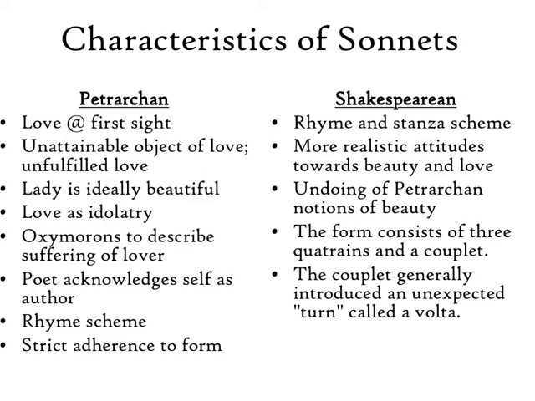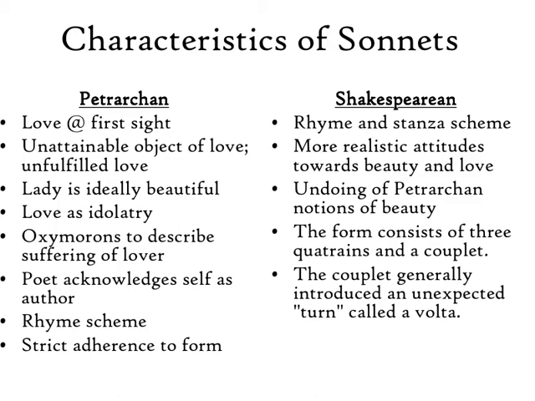Shakespearean sonnets have a rhyme and stanza scheme, so we have quatrains. The first 4 lines have their own rhyme scheme, the second four lines have theirs, and then the third quatrain has its own rhyme scheme, and then there's that rhyming couplet at the end. There's a problem that is introduced in the first quatrain. It gets more complicated through the third, and then there's that solution or change of heart or realization in the couplet.